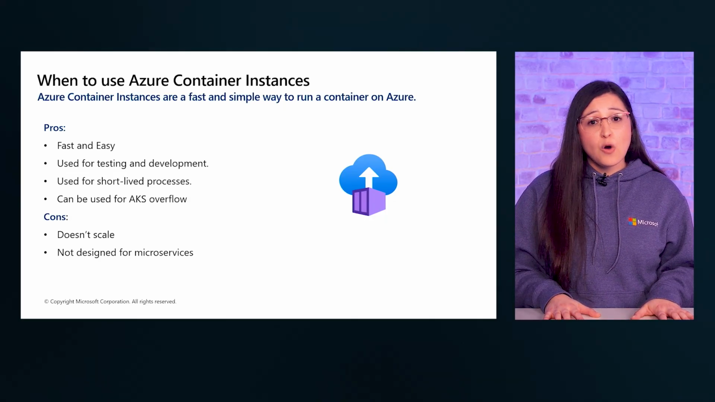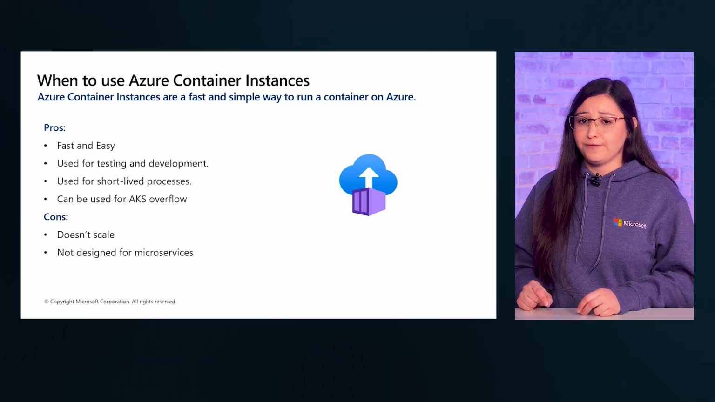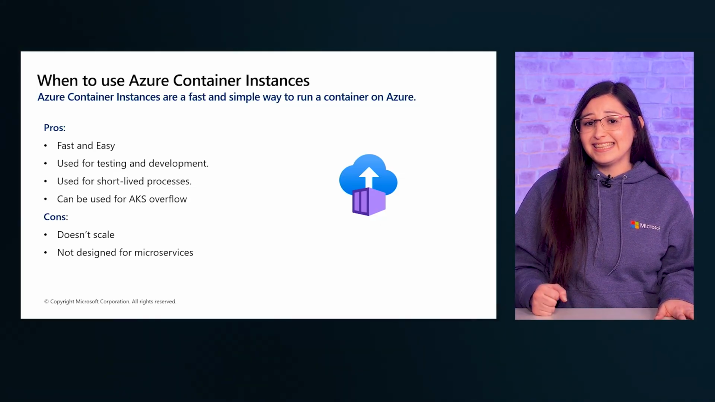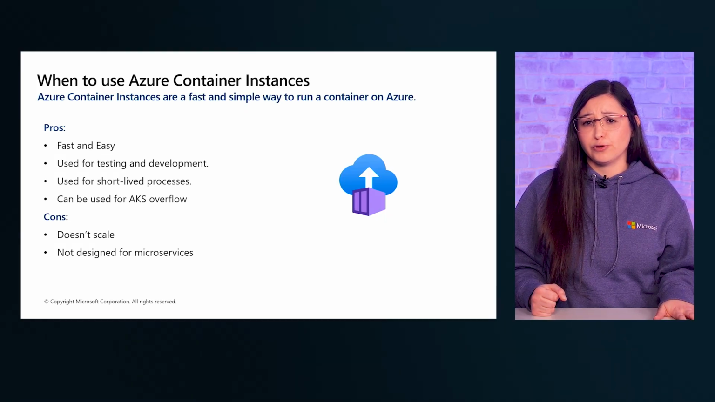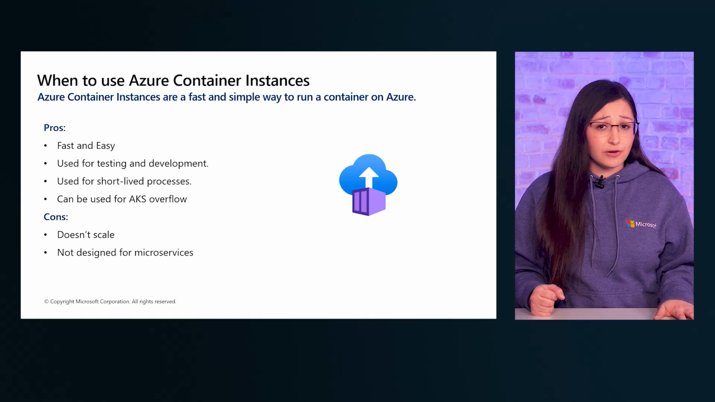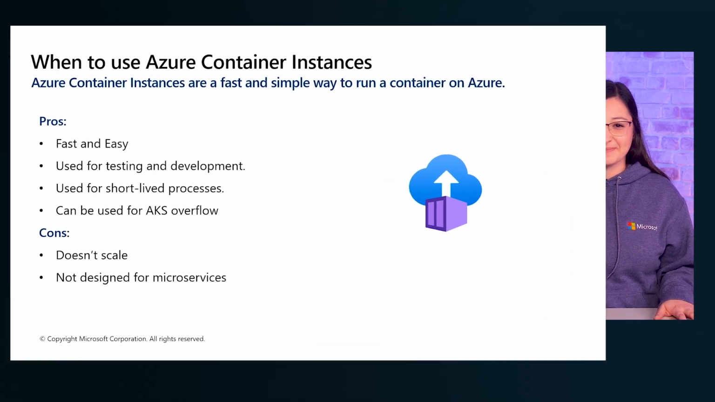Keep in mind, once we need orchestration features like rolling updates or service discovery, ACI stops being the right tool for you. That's where Azure Kubernetes Service or Azure Container Apps come in.